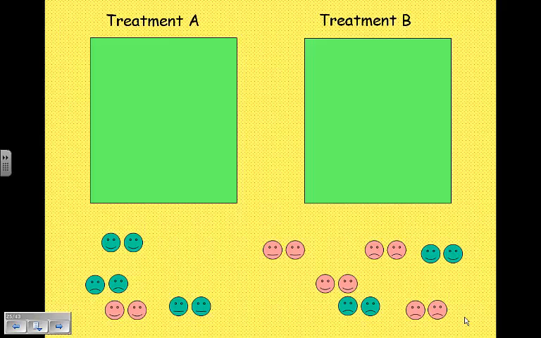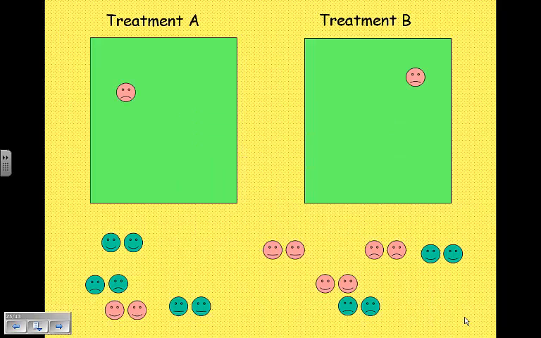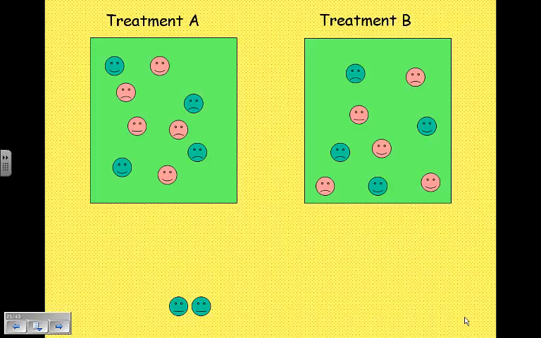Then we're going to randomly pick one from each partnership and assign them to a treatment. So we pick one of the happy blues, it gets treatment A, and then the other would get treatment B. And that way we get an equal number in each one. This is an example of a matched pairs design. This is a very powerful experimental design, and it's one that gets used a lot.